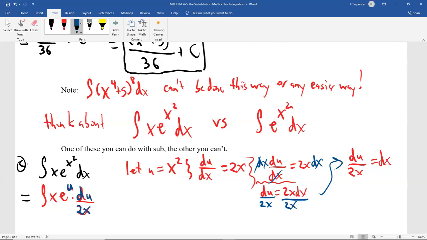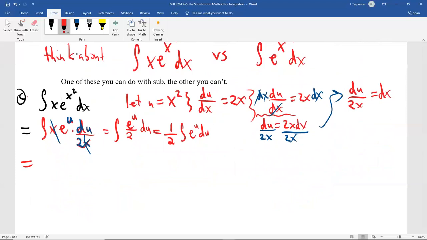Now the 2 doesn't cancel, but the x's do. This x cancels with this x, which is exactly what you need to see. So this is the integral of e to the u over 2 du. Or you can pull that 2 out of the integration. 1/2 integral of e to the u du. This is a super simple formula. The integral of e to the u is e to the u.